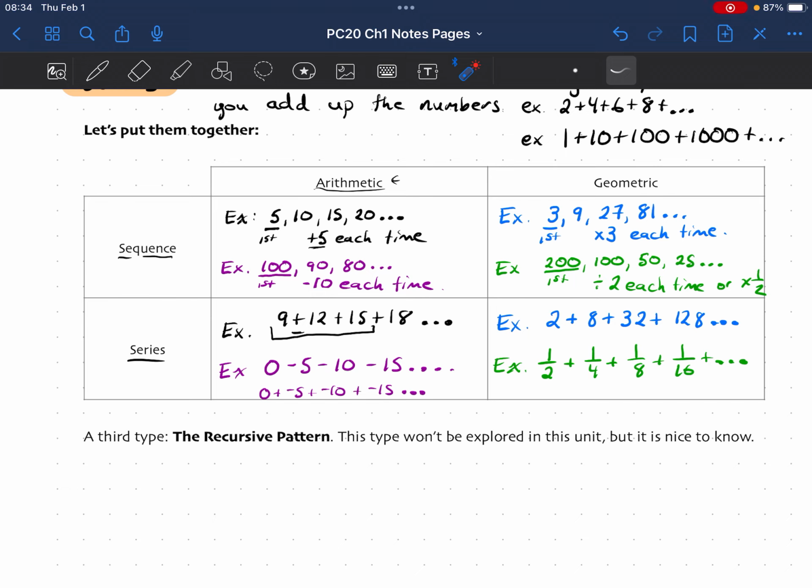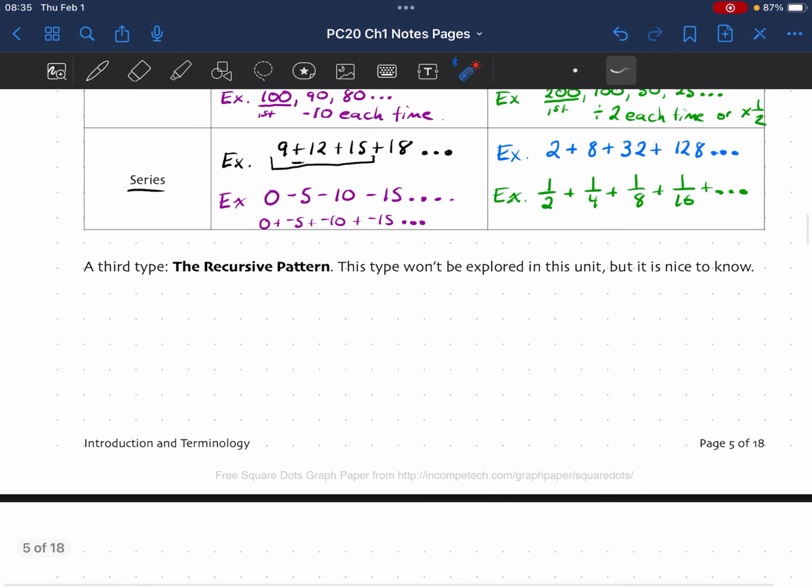All right, so you should understand arithmetic sequence. We start with a first number, we add or subtract each time. A geometric sequence, it's a list of numbers. We start with a first number, and we multiply or divide to get the next one. A series means we add them up.